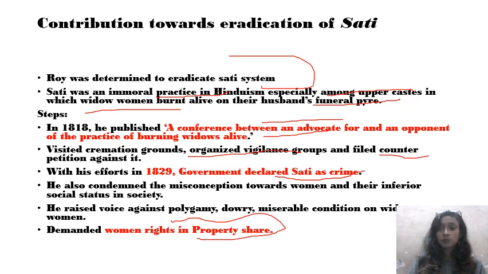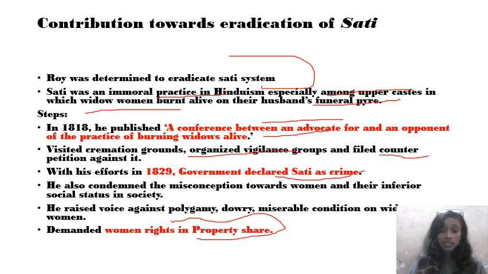They had to follow a certain code of conduct: they could wear only white saris, they could not have spicy food, and their heads were shaved so that no man would be attracted to them. So these kinds of atrocities were present towards women.